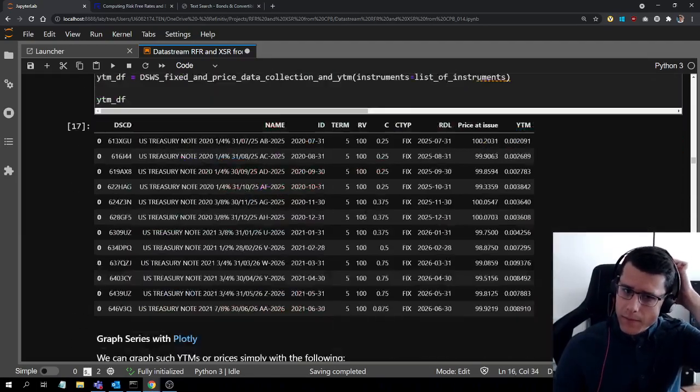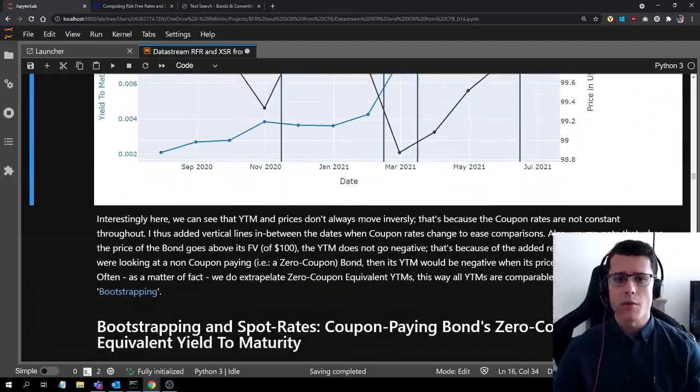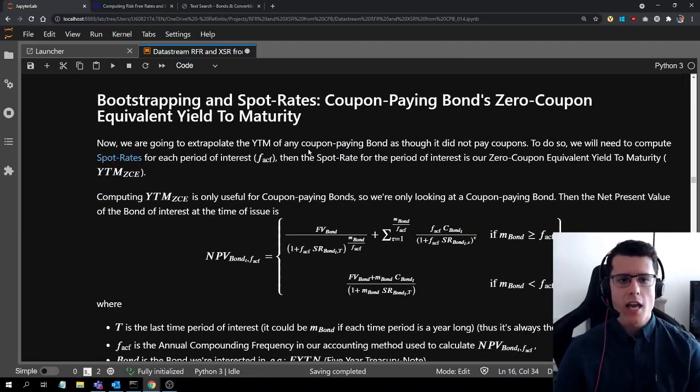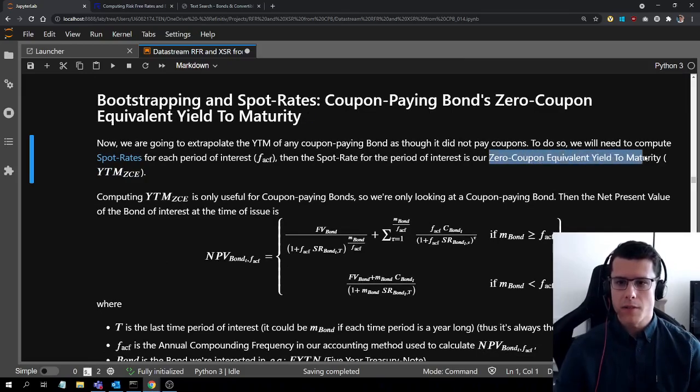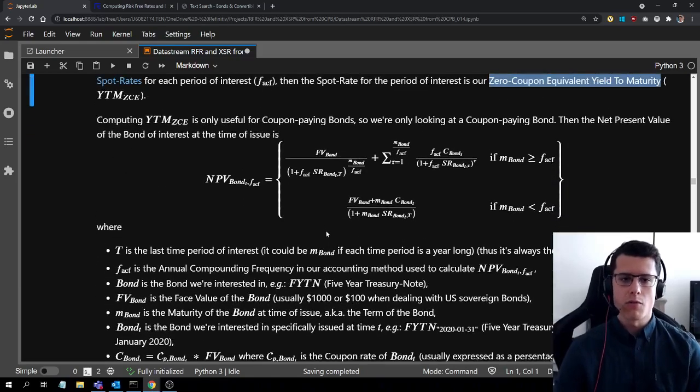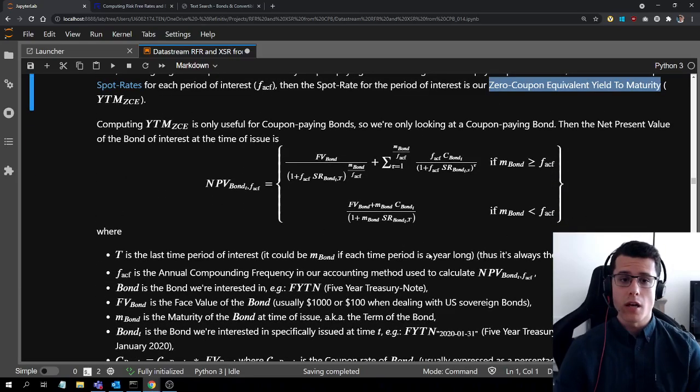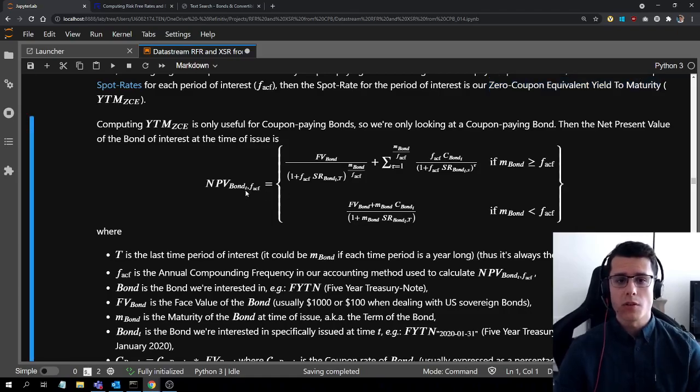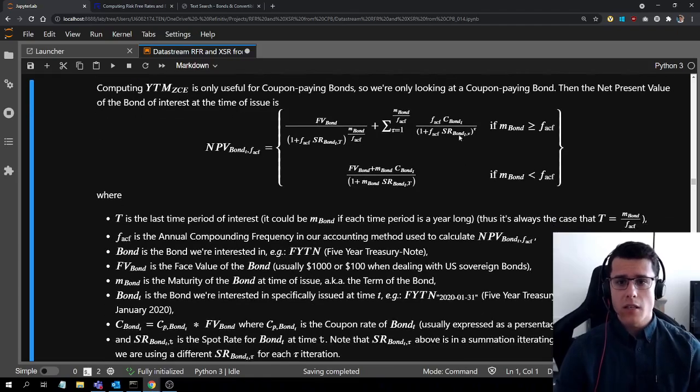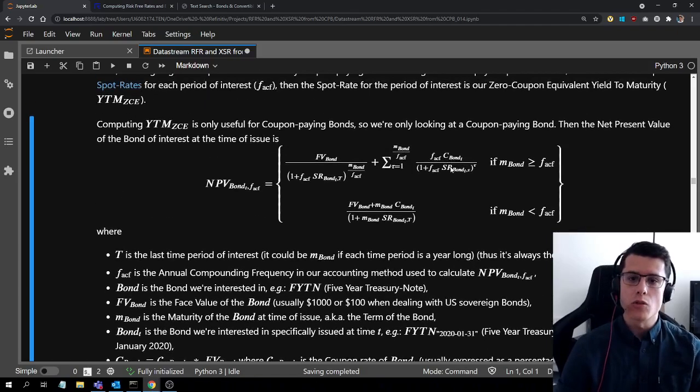So if I scroll back down, what we're going to be doing is exactly that. We're going to try and extrapolate a zero coupon bond equivalent yield to maturity. There it is. That's what we're trying to do here. Then I remind everyone of what a net present value calculation is, with a specific bond of a specific issue date and a specific compounding frequency, annual compounding frequency. And this is what it is. Notice here that we have SR as opposed to YTM for yield to maturity. Here we have SR.